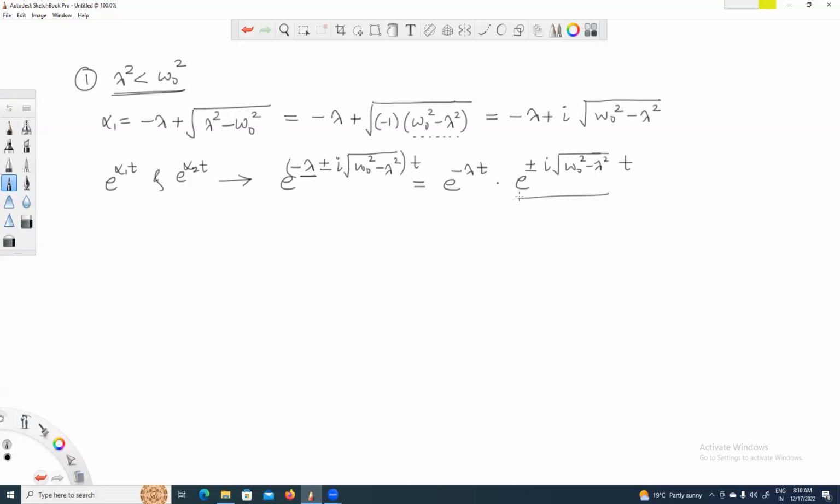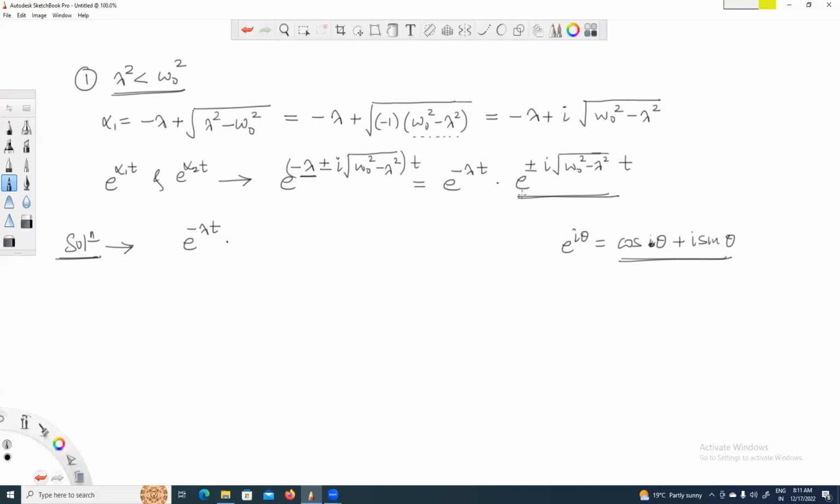Now look at this term, particularly. The solution will look like what? e raised to minus lambda times t, this term will be there. But as per Euler's identity, e raised to i theta is cos of theta plus i times sine of theta, right? Using this identity, and since we are dealing in the domain of real numbers, our displacement cannot be complex. So let's ignore this particular term.